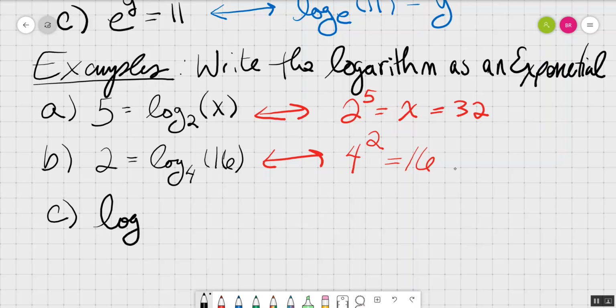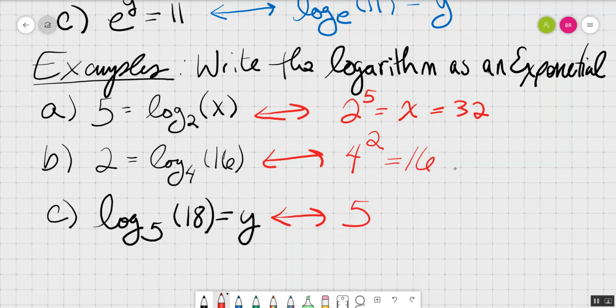We're going to do log base 5 of 18 is y. Let's rewrite this as an exponential. Remember, I'm going to take the base, 5, that's where my b value is, and then the output is the exponent, so it's going to be 5 to the y is 18. And I can't take that one any further. So there's some examples of how you can rewrite logarithms into exponentials.